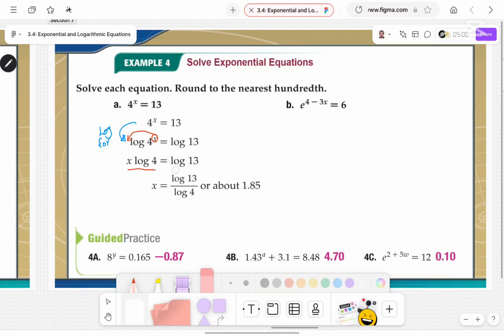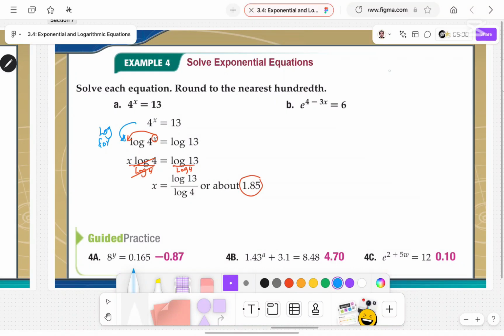Then what can I do? To isolate x, I can divide both sides by log 4. So log 4 here and log 4 here. Then you can cancel this one with this one. So x is equal to log 13 over log 4, which is equal to 1.85.